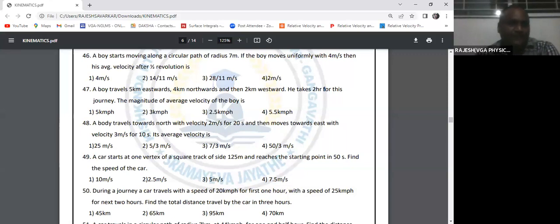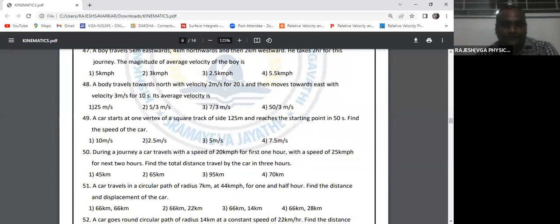So OA bar is 5i cap, OB bar is 4j cap, OC bar is minus 2i cap. So total S bar is equal to 5i minus 2i, 3i plus 4j. That is magnitude is 5 kilometer. So displacement is 5 kilometer, time is 2 hours. So average velocity is 5 by 2, 2.5 kilometer per hour. Right?